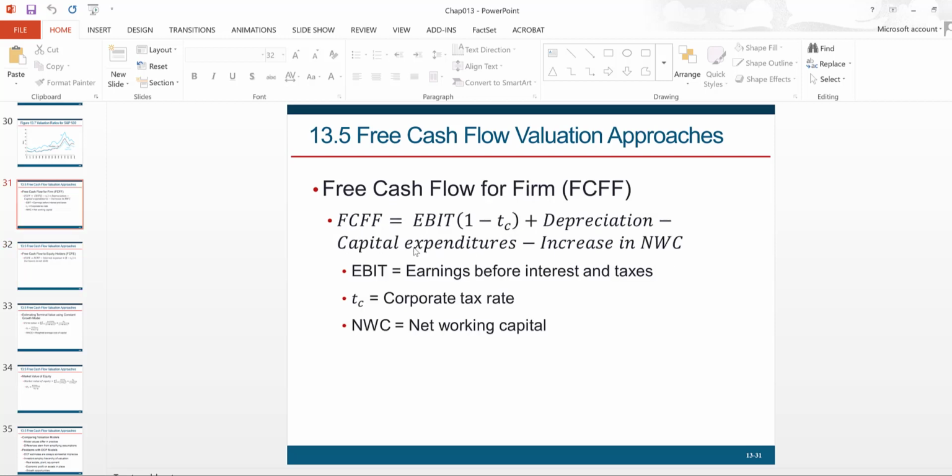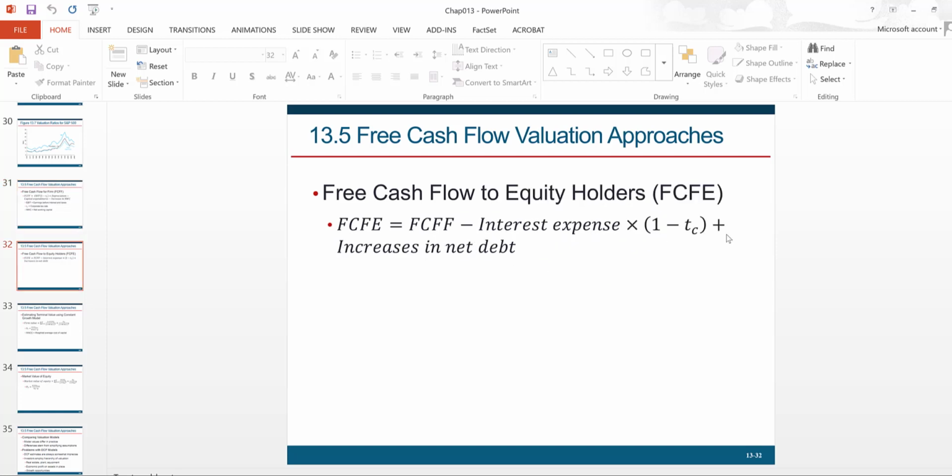Now FCFF, as we said before, does not include interest expense, but here we are still deducting interest expense, and the reason for that is when we are using FCFE, our discount rate is not going to be WACC. Our discount rate is going to be the cost of equity. So cost of debt is not included in the discount rate, so we include that in the numerator here. In this case, we are deducting the interest expense because it is not accounted for in our discount rate.